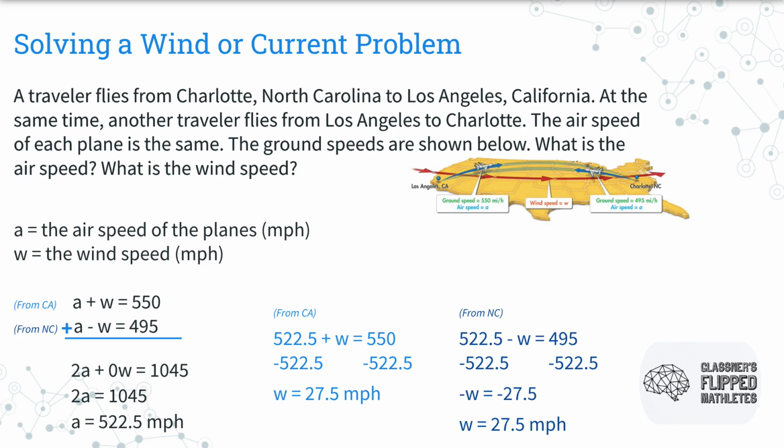Well, what's the wind speed? You plug in that 522.5 into either equation for A, and you would get that the wind is 27.5 miles an hour. So the wind is adding 27.5 miles an hour to that 522.5 for the plane leaving Los Angeles, and it's subtracting away from the plane leaving from North Carolina.